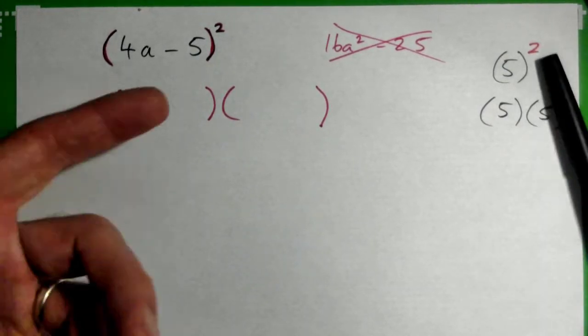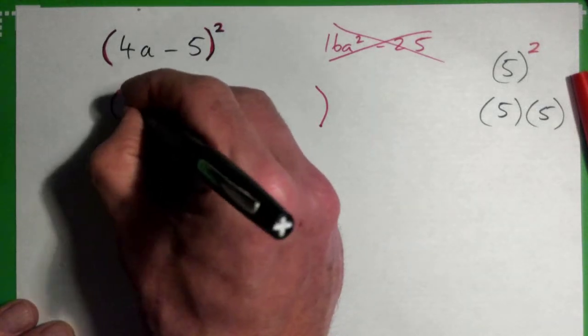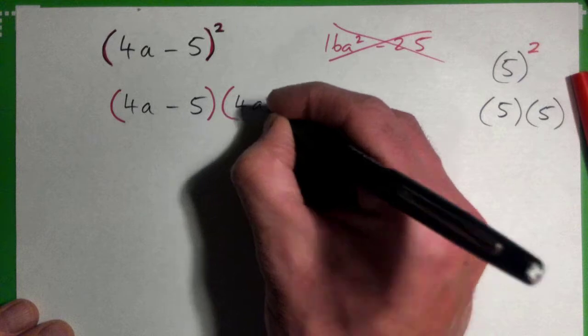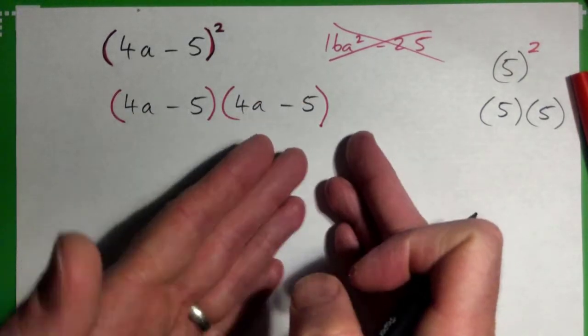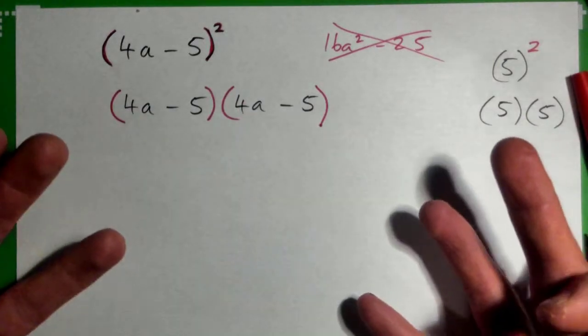So we have the number 4a minus 5. So it is in fact 4a minus 5 times 4a minus 5, okay? So it's this times this. It's a binomial times another binomial. And they're both the same, by the way.